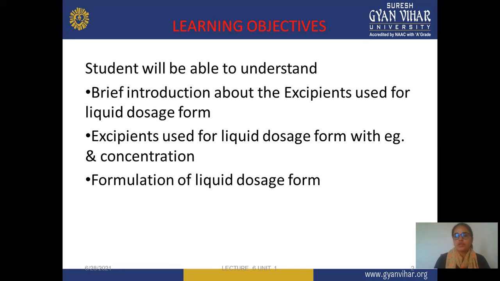Next is the excipients used for liquid dosage forms, with examples and concentrations. How to select an excipient according to its concentration, and how much concentration is suitable. If you use less or more than that particular concentration, how does it affect your formulation, and how do you select the concentration according to requirements. So you will know complete information about all the excipients with their examples and concentrations. And next is the formulation of a liquid dosage form, how you formulate it.